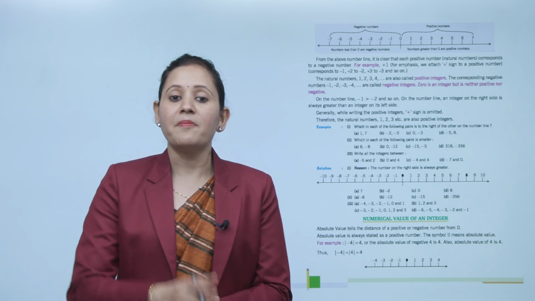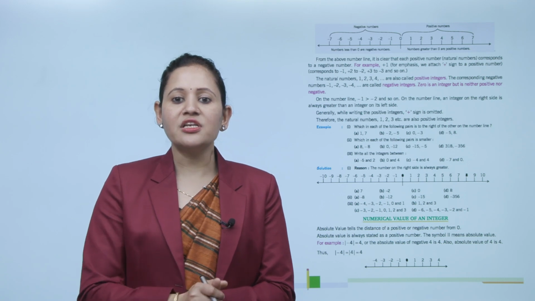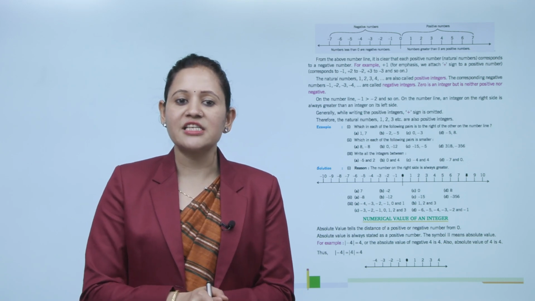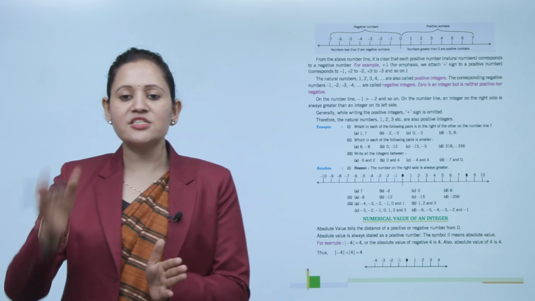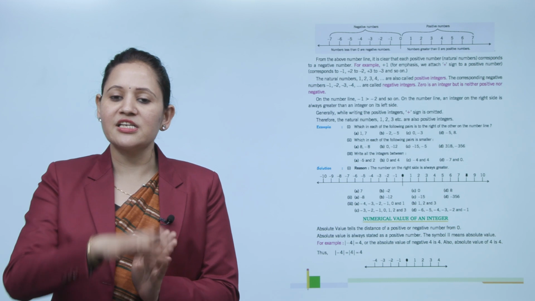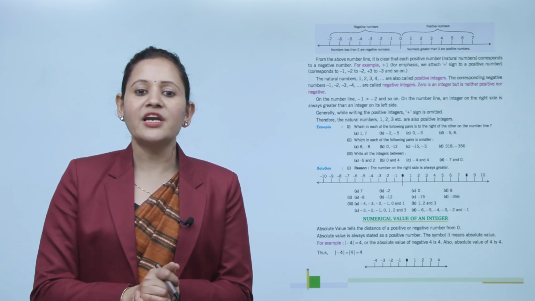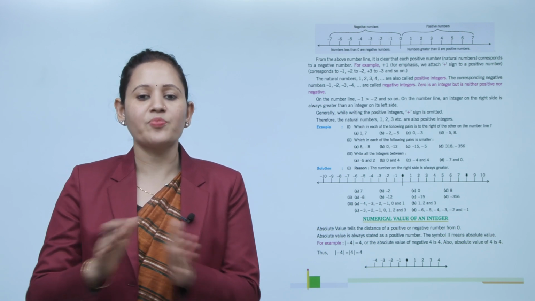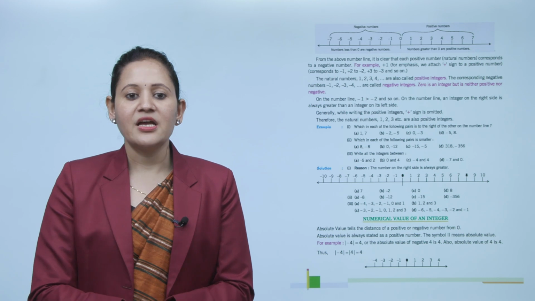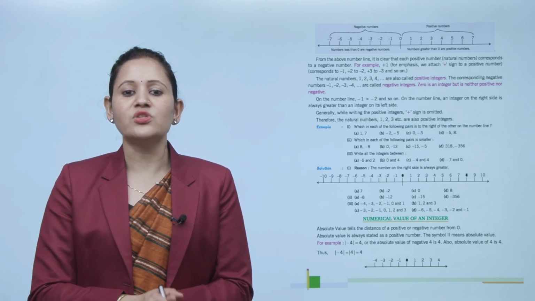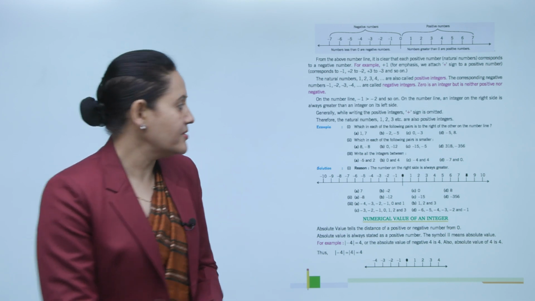On the number line, minus 1 is greater than minus 2 and so on. On the number line, an integer on the right side is always greater than an integer on the left side. Whichever integer is on the right side, its value will be greater. Generally, while writing a positive integer, the plus sign is omitted. If there is no sign, that means it is a positive sign. Therefore, the natural numbers 1, 2, 3, etc. are also positive integers.